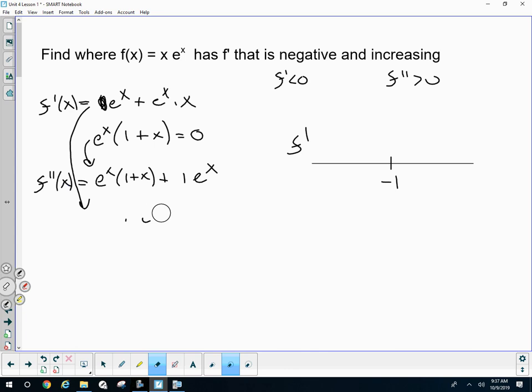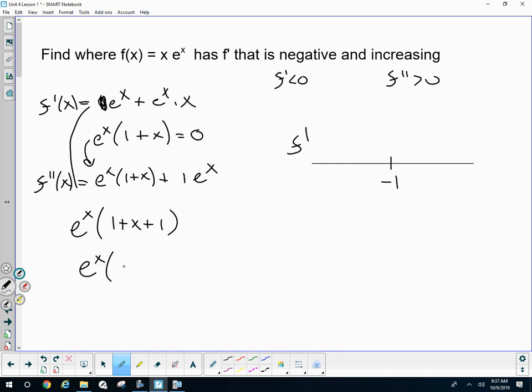All right, so regardless of which way you do it, this is the second derivative. We can then factor out an e to the x. I'll get 1 plus x plus 1, or 2 plus x. So for f double prime, an interesting sign will be negative 2.